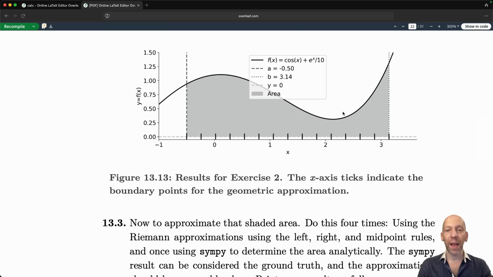In the next several exercises, we're going to estimate, approximate that area using Riemann sums, and then we're also going to calculate its exact area using SymPy. But you don't have to worry about those calculations. For this exercise, you just want to show the area.